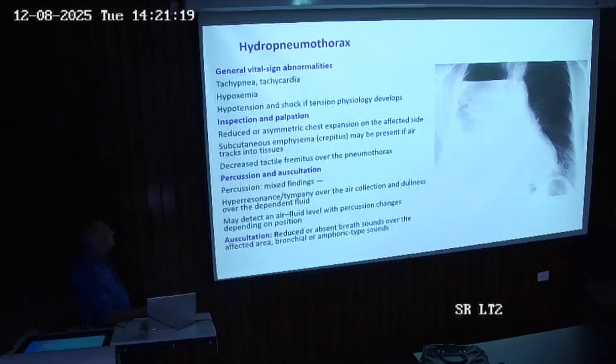Vital signs must be observed. There will be an increase in the respiratory rate, heart rate will be increased, hypoxemia will be there, hypotension and shock if the tension physiology develops. Reduced or asymmetric chest expansion on the affected side, subcutaneous emphysema, which means presence of air in the surrounding tissue, decreased VF, hyperresonance over the pneumothorax part and dullness over the lower part.